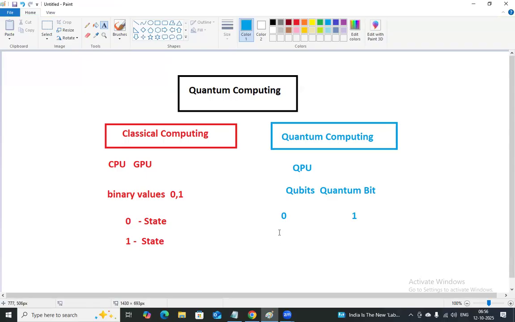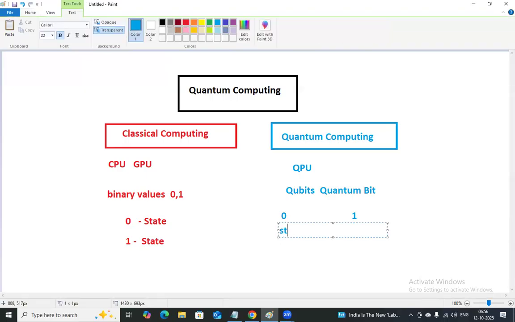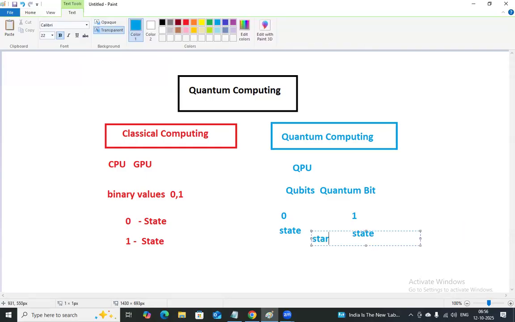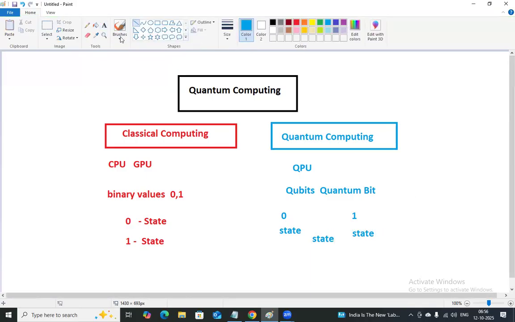So 0 is a state, and 1 is also a state. And I want to define one more state between the 0 and 1. What is this kind of state that a quantum computer understands? Let me draw it. There is a state between the 0 and 1. Give me one second.